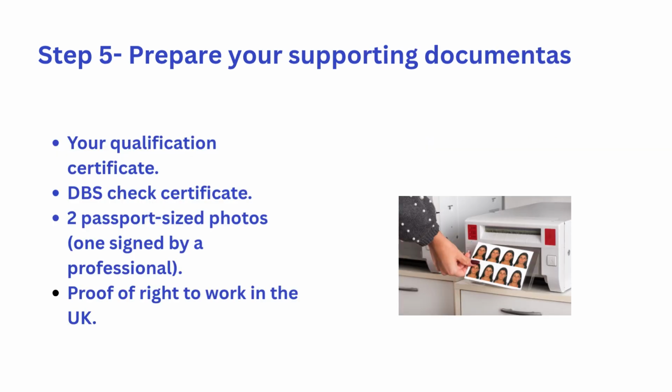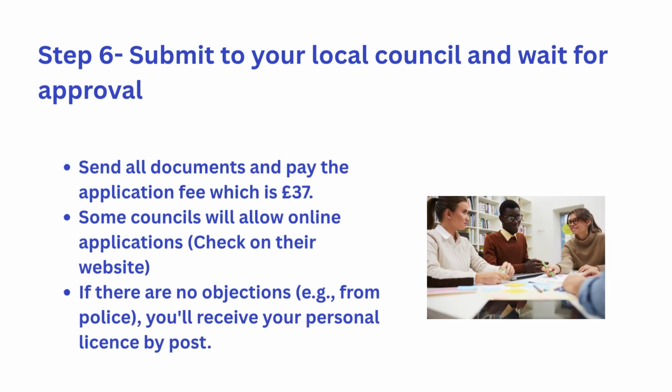Step 5. Prepare your supporting documents. Your qualification certificate, DBS check certificate, 2 passport-sized photos, 1 signed by a professional, proof of right to work in the UK. Step 6. Submit to your local council and wait for approval.